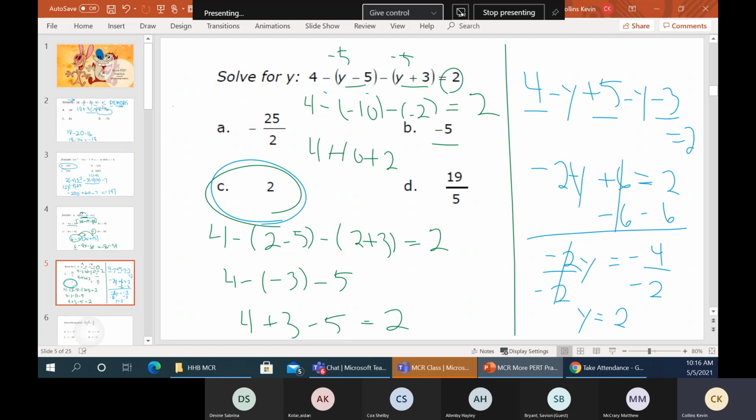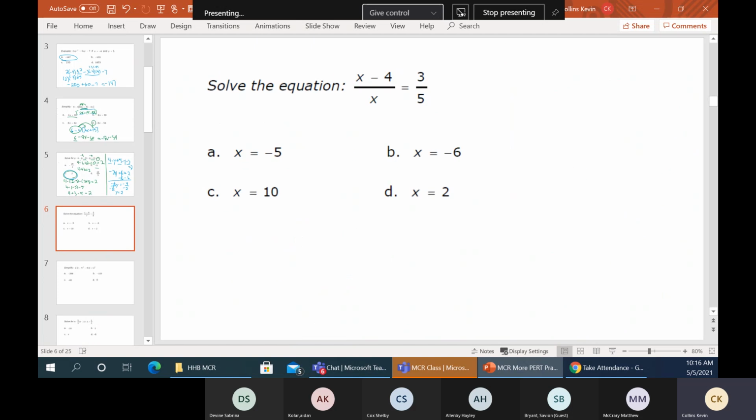Let's try another one. All right. So again, you can plug in numbers, or you can cross multiply and solve for x. So take your pick, work on that for a little bit, and then we'll talk.